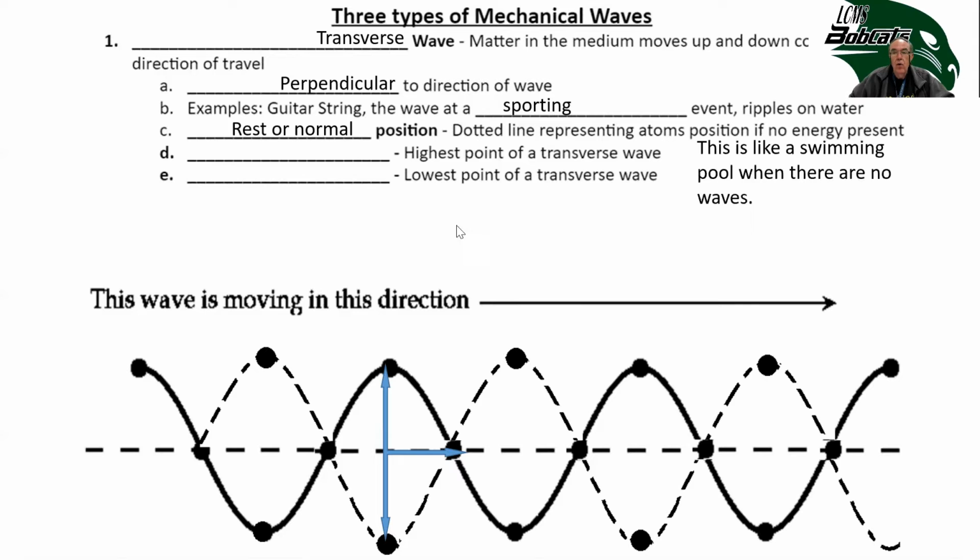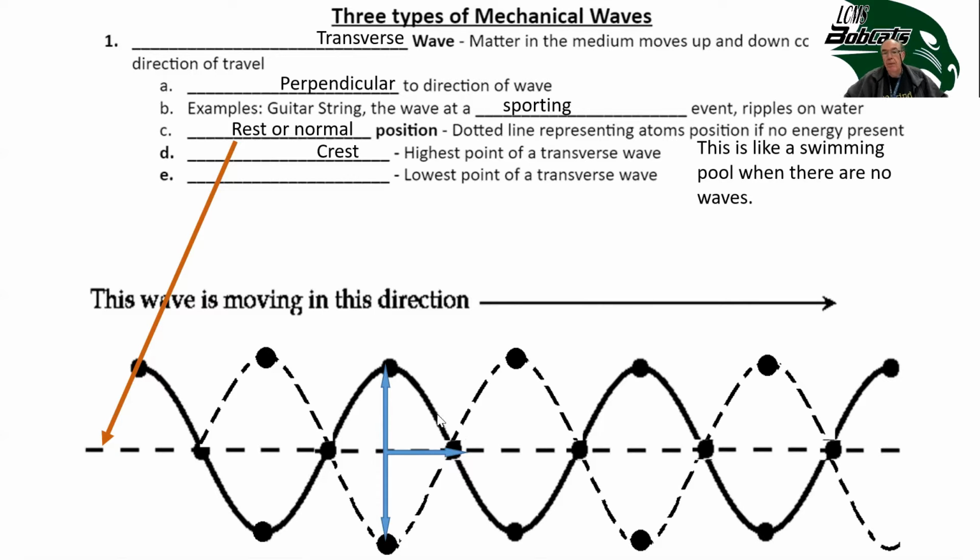Okay, the rest, or normal position, is represented by this dotted line. And this is like a swimming pool when there's no waves. The water is just smooth. So it's this dotted line. If there were no waves, this would be like where the water would be on the tile before you jump in and make waves go up and down. So some of the water would be above that, and some of the water would be below that, because some of it's up here in this part of the wave, and the water that's up here in this part of the wave is not down here, and it's missing.